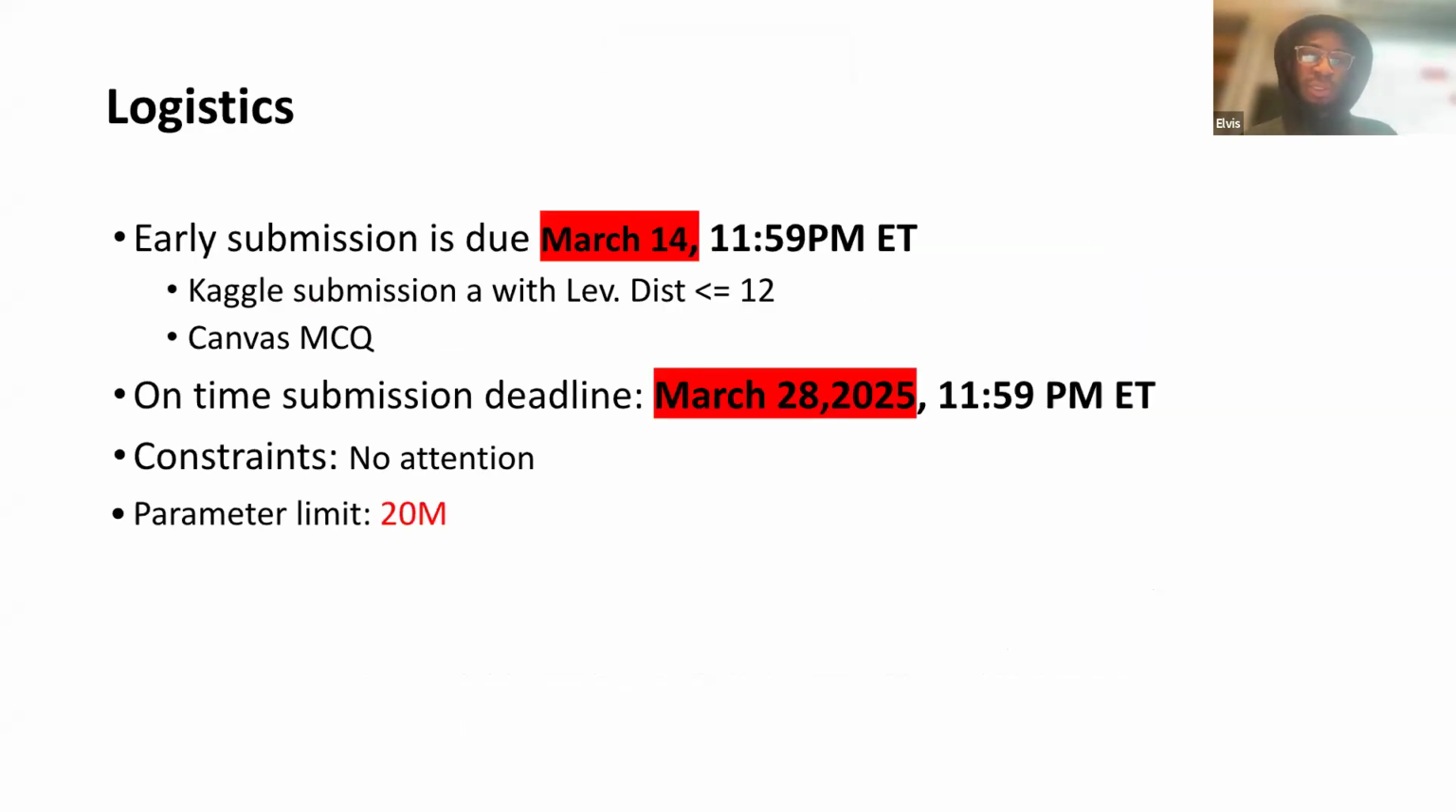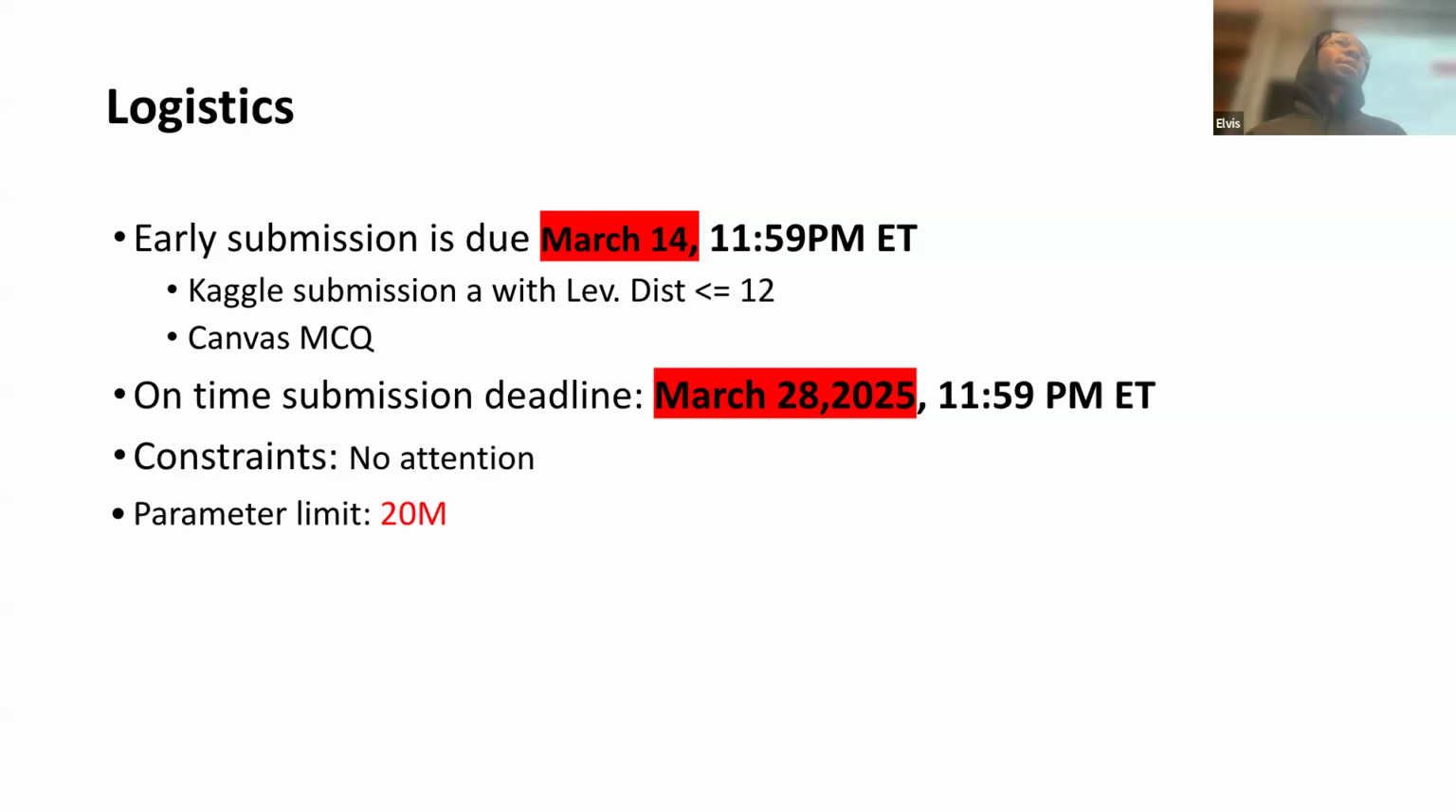So just a bit of logistics. The early submission is due on March 14, 11:59. You are submitting on Kaggle, in which we are measuring the Levenshtein distance, which should be less than 12 for your early submission. You have a Canvas quiz, which you have to complete, and the on-time submission will be on March 28.